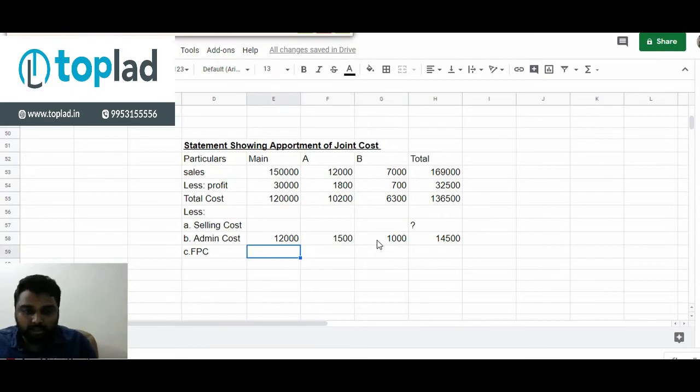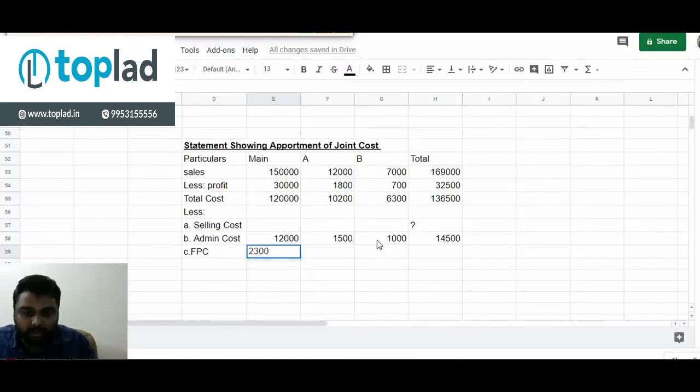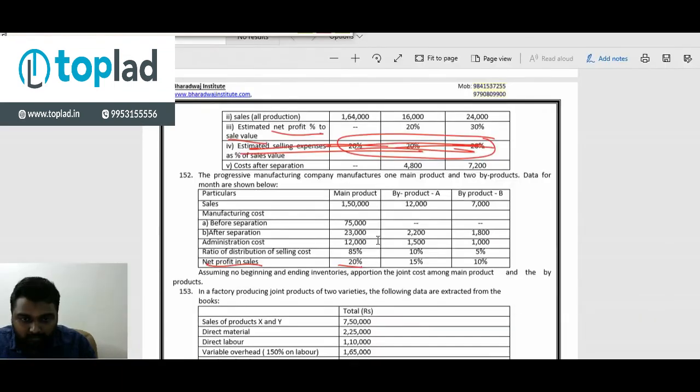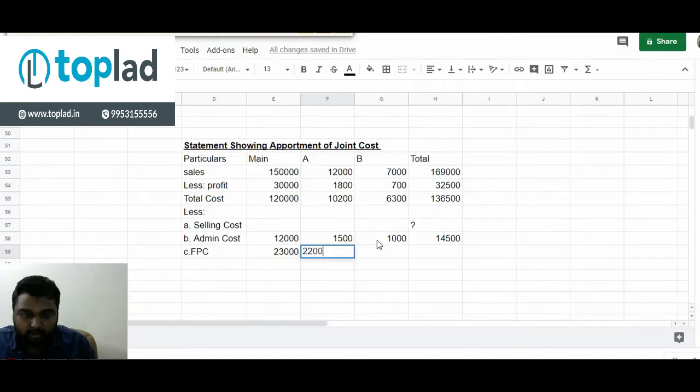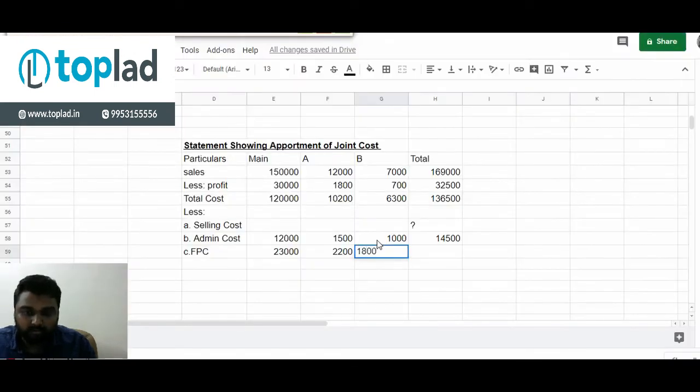Further process cost after separation: 23,000, and here 2,200, 1,800. So further process cost also we got.